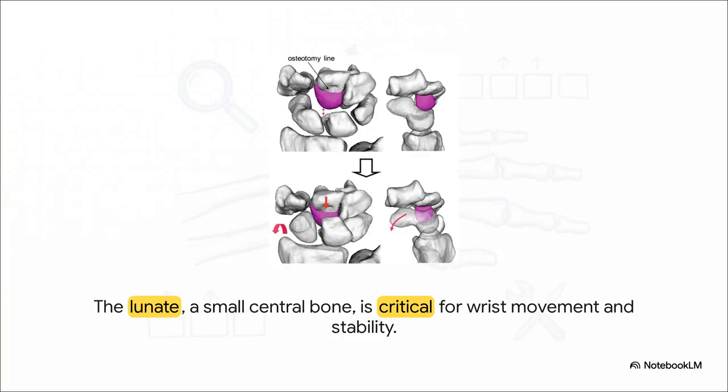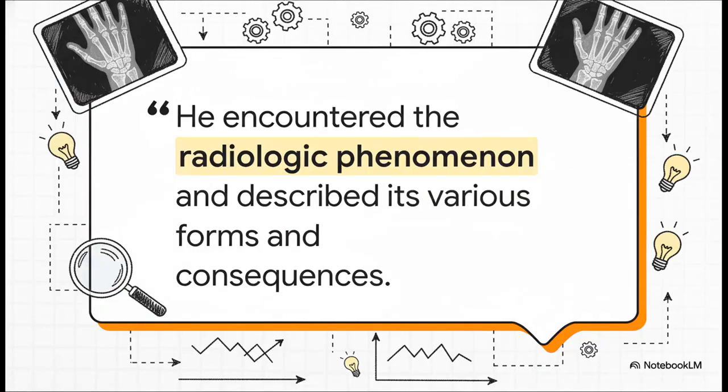So to really get why this is such a big deal, we have to look at the lunate itself. It's this little C-shaped bone, kind of like a crescent moon. That's actually where it gets its name, from the Latin word for moon. And look where it sits, smack dab in the middle of the wrist. Think of it like the keystone in an arch. It's the critical link between your forearm and your hand. This central spot is what makes it so important for all your wrist movements, but it also, unfortunately, makes it really vulnerable.